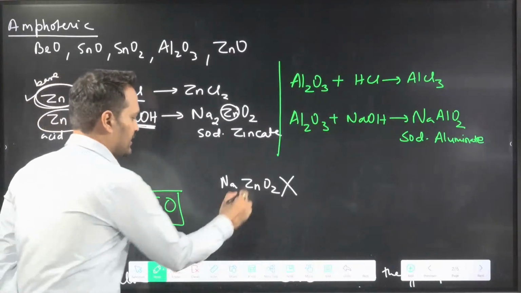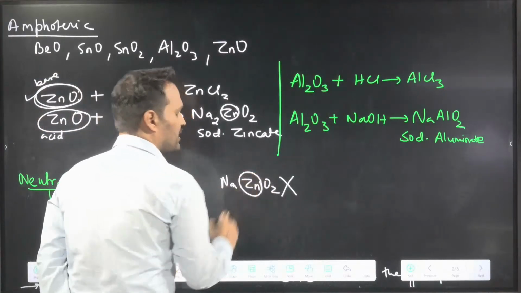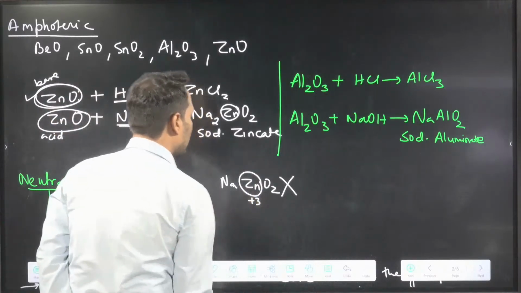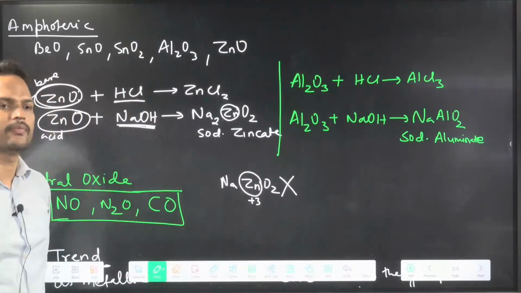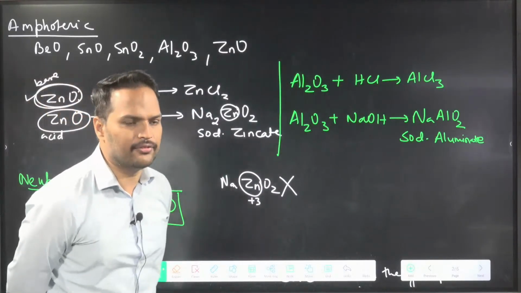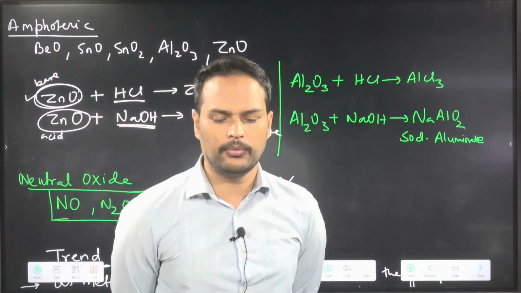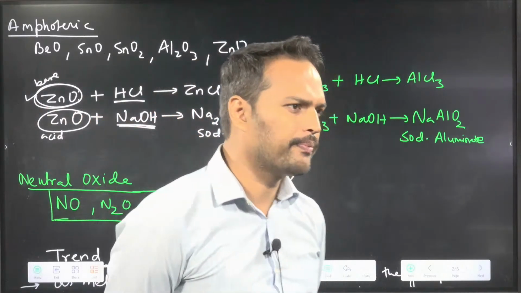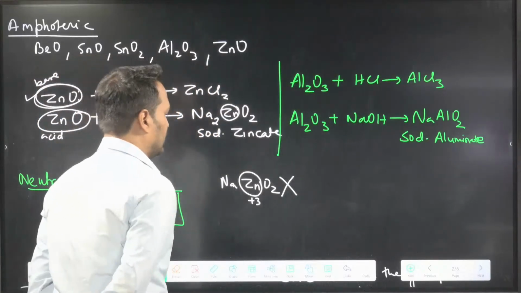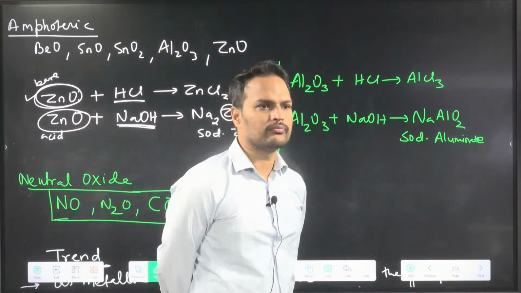Why? In this case, if you try to find the oxidation state of zinc, you will get +3, which is wrong. Got the point? So we can verify the formula from the oxidation state. Is it clear? So this was one of the points which I wanted to tell you. Clear?